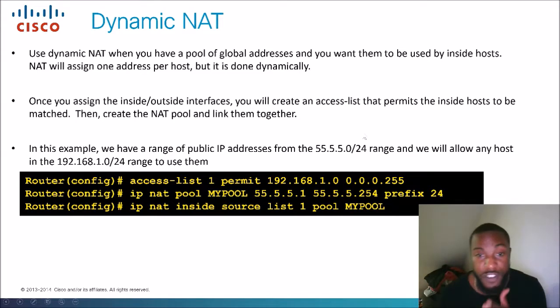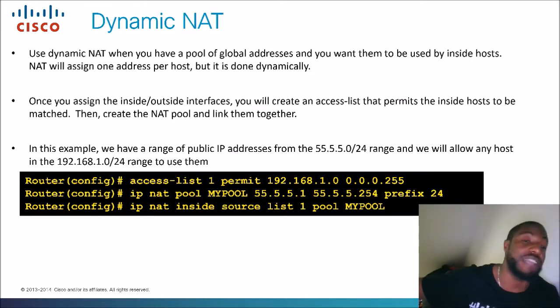Here is a couple fun facts and an example configuration. Use dynamic NAT when you have a pool of global addresses and you want them to be used by inside hosts. NAT will assign one address per host, but it is done dynamically. Again, so it's randomly picking an IP address to go out on the internet, like we mentioned.